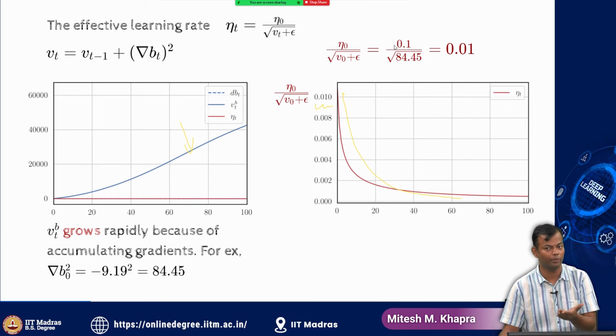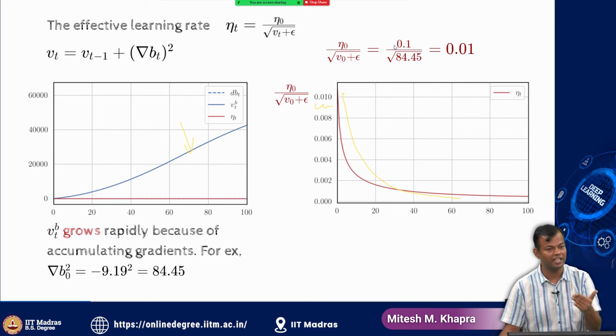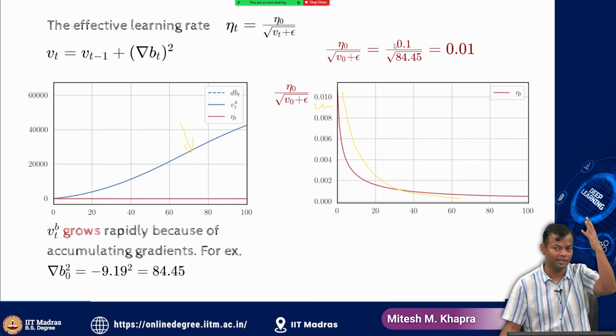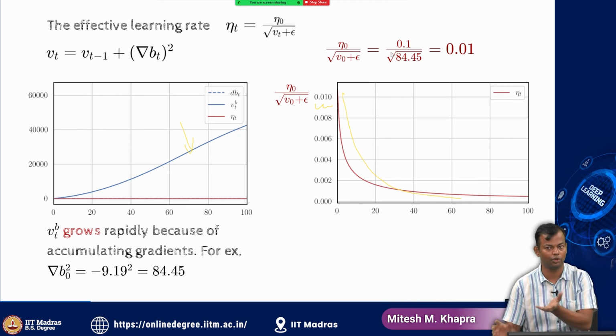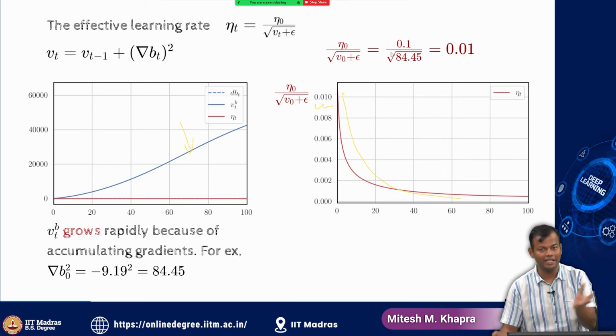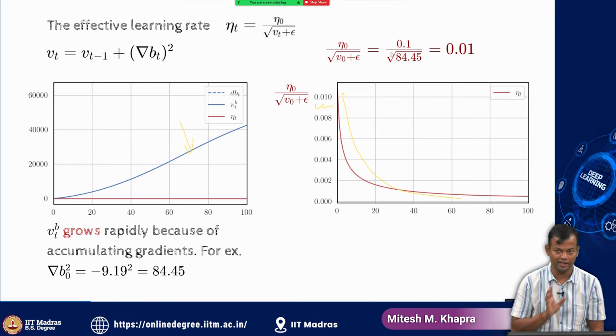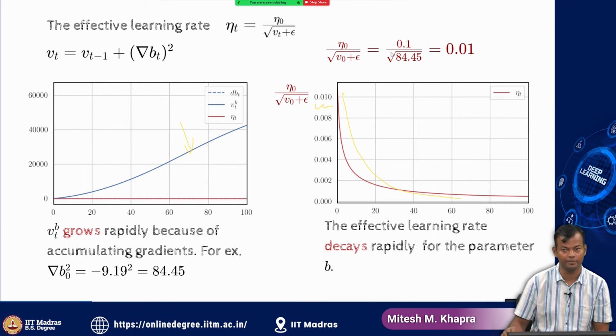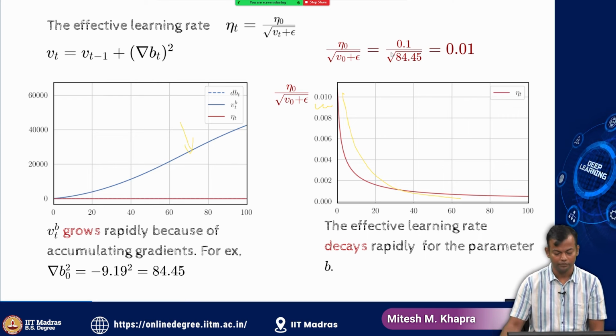And that's exactly what we wanted, because W is a sparse feature. So let the learning rate be higher and then let it decay as the gradients accumulate. B is a dense feature, so let the learning rate be small, because anyways you're going to get large gradients there, right? So that adaptive behavior has been seen here, right?